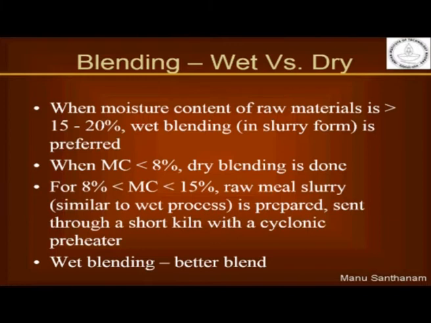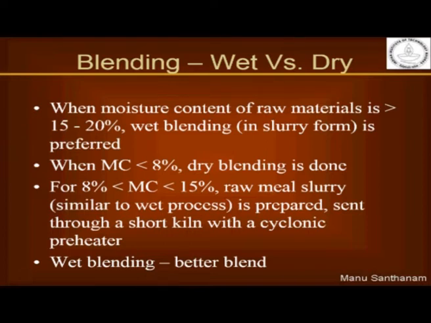When your water content is somewhere between 8 to 15%, you prepare what is known as a raw meal slurry, similar to wet process, and then you send it to a very small kiln to drive off that water before the material actually goes into the rotary kiln. The idea is that the rotary kiln length should not get increased and the power consumption should not get increased because of this water that is present in the raw material. So that's why you adopt this process where you send it through a very short kiln with a cyclonic preheater.